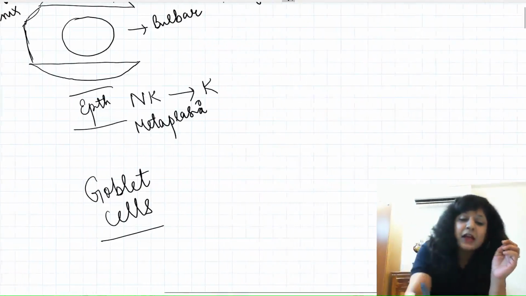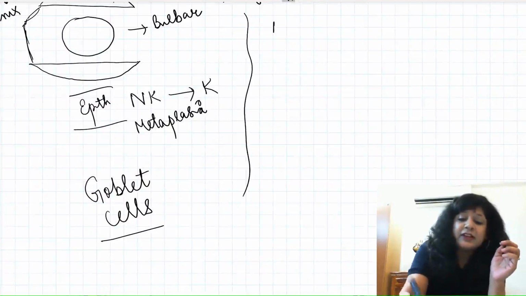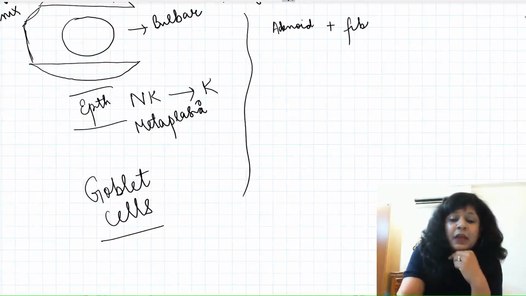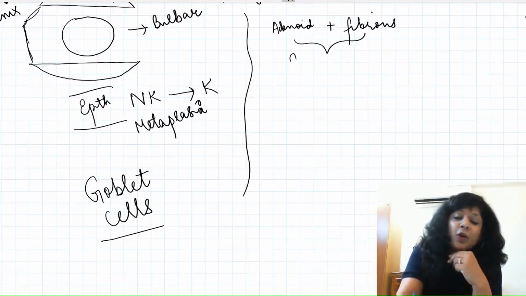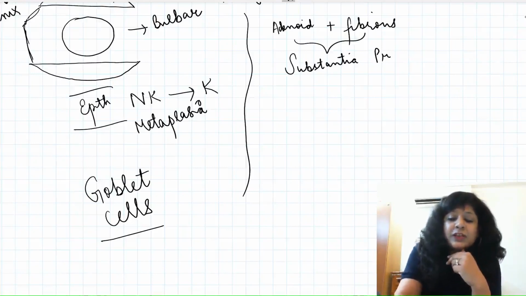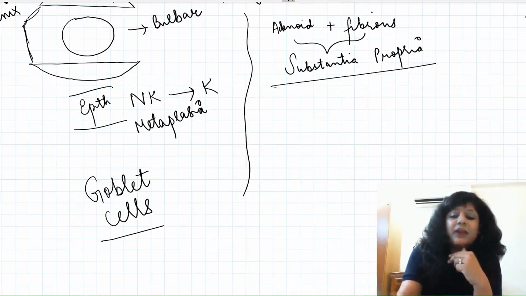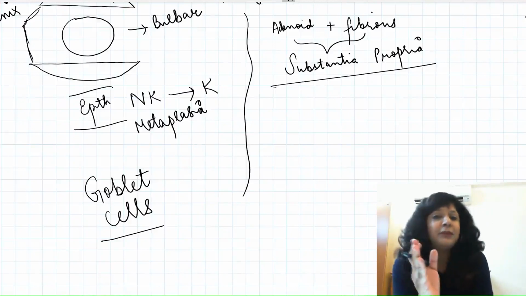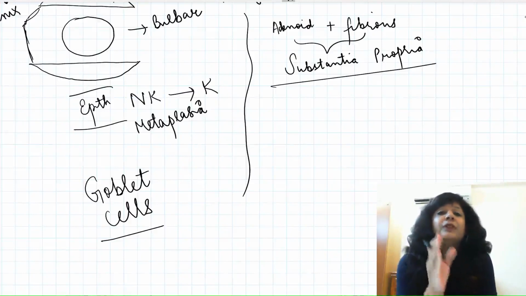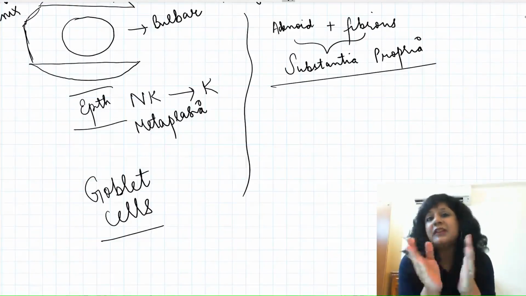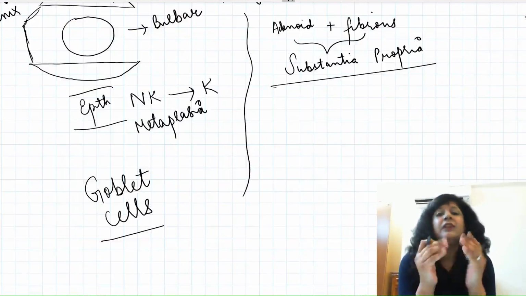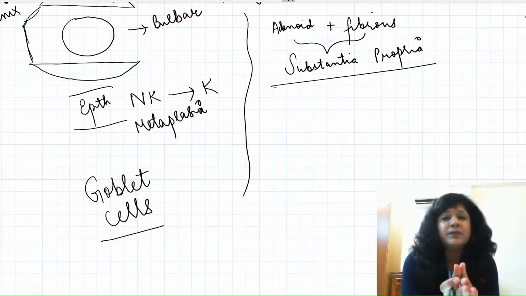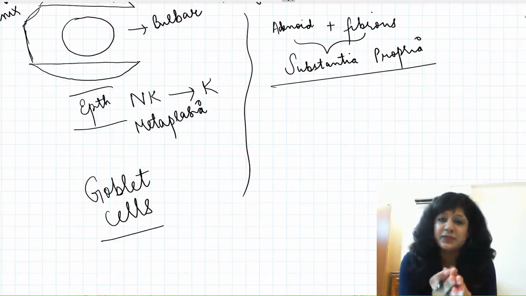Now, of the two layers, one was your adenoid layer and another was your fibrous layer. Together these two layers are called the substantia propria. You should also know what substantia propria is, because quite often this word is used. Substantia propria means the two layers, adenoid and fibrous. And this is very important for degenerative changes. Whenever there is some degeneration present in the conjunctiva, in the form of pinguecula or pterygium, it is always present in this substantia propria.